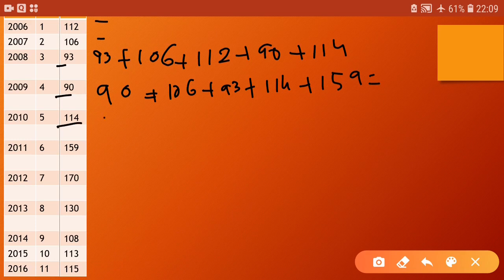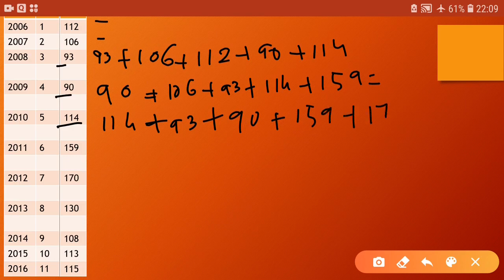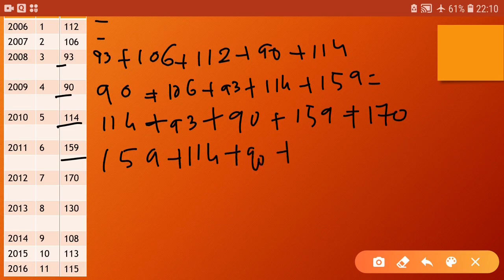Then this 114 plus 2 up 93 plus 90, 2 down 159 plus 170, then 159 plus 114 plus 90 plus 170 plus 130. Okay, so this is like this.